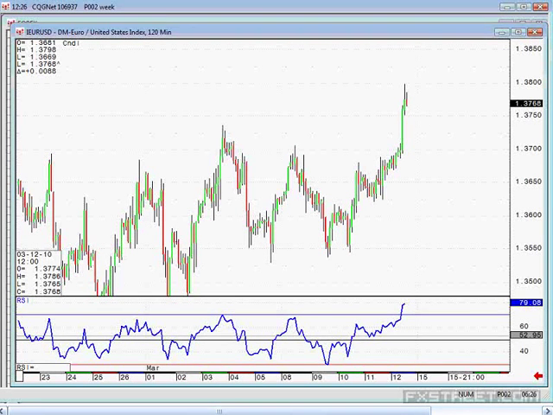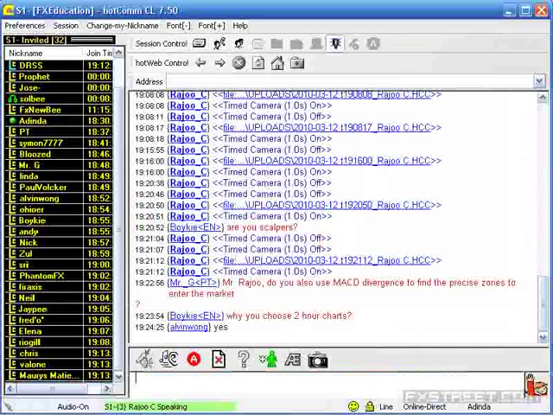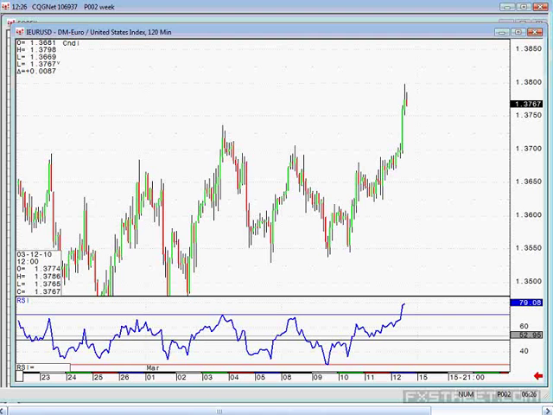So the next question is, do you also use MACD divergence to find the precise zones to enter the market? To answer your question on the MACD divergence, I'm quite well versed in technical analysis, because as I told you, I've been in the business for almost 15 years, and I've used and tested most of the tools. So you can use a MACD to find a specific turning point of the price.